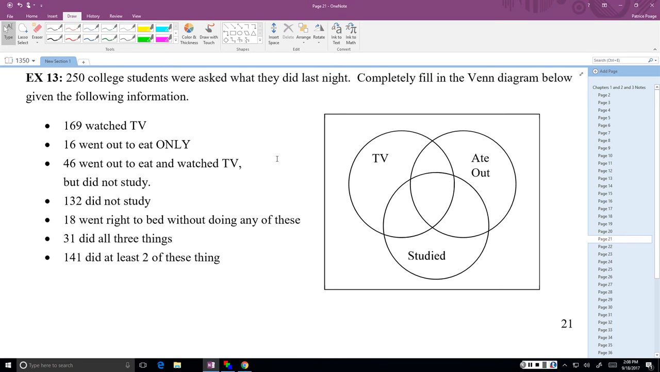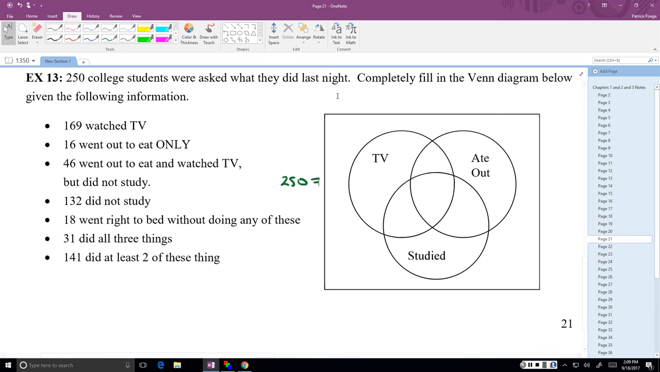What I do is I read through all the bullets, and I haven't come to a problem yet that by the 3rd time I've read through the bullets, I've filled in all my numbers. I just skip the ones I can't do. So I know this whole thing is going to add up to 250. So I'll go ahead and put that down. So when it says 169 watch TV, that whole TV circle will add up to 169. I can't do it yet, so I skip it.